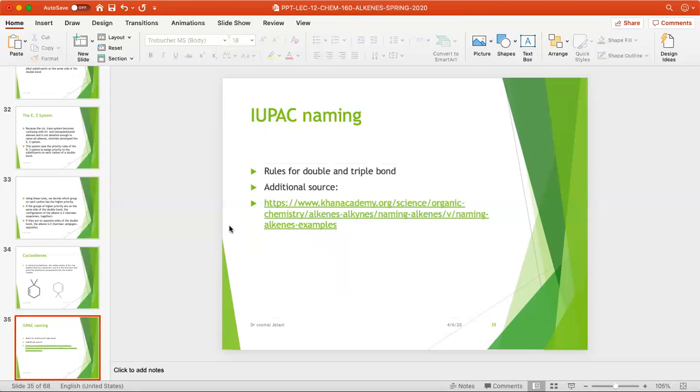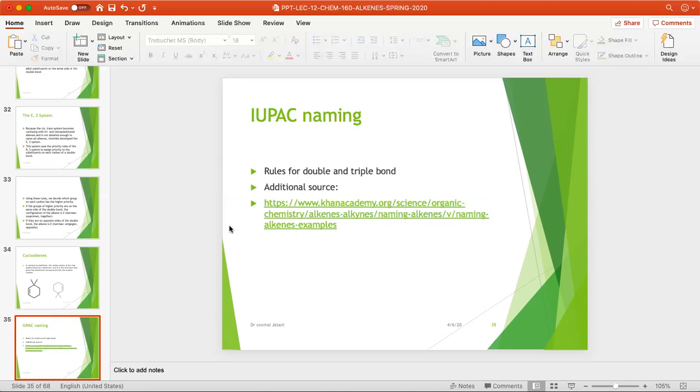In the rules, the first thing is that alkenes are named by identifying the longest chain that contains the double and triple bonds. This is the main thing, and this chain is then numbered to minimize the numbers assigned to the double and triple bonds. The suffix is always ene for alkenes, ine for the triple bond, and ene for the double bond. So that is one.